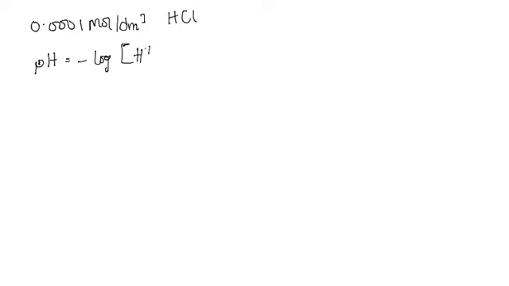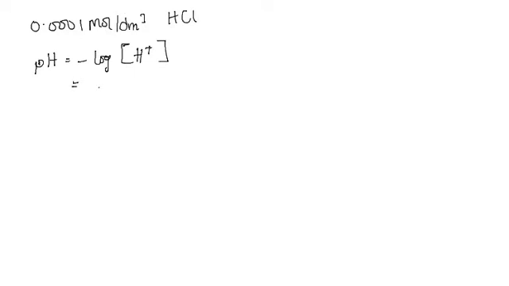You were told we have 0.0001 mole per dm cube of hydrochloric acid. We're asked to find its pH. Now pH is a measure of the acidity or the alkalinity of our solution. To calculate the pH, we use this formula: pH equals negative logarithm of our hydrogen ion concentration. And we can see that we have already been given our concentration here.